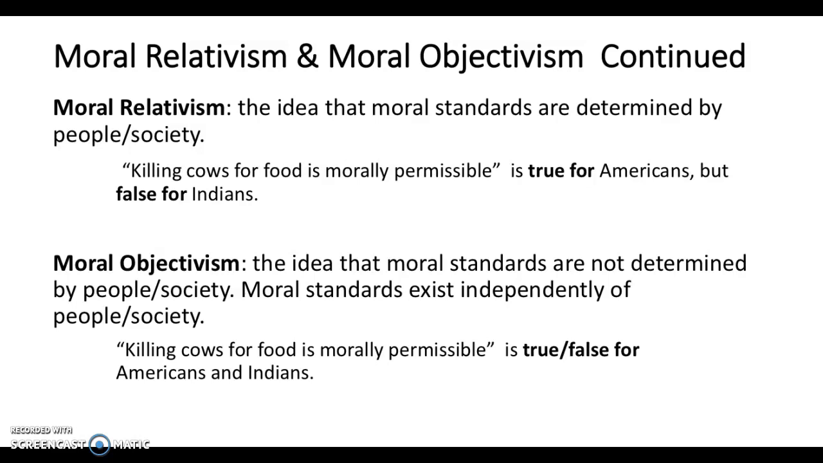So, for example, in America, this statement may be morally true, but in certain parts of India, for instance, it may be false. On the other hand, we have moral objectivism, the idea that moral standards are not determined by people or society, but instead exist or are true independent of what people or society have to say. So the statement killing cows for food is morally permissible is going to be true or false for everyone, not because of what peoples in various societies deem to be true or false, but for some other reason. Now, we won't go into what those other reasons are, but what makes it objective is that whether a moral statement or belief is true or false is determined by factors independent of people or society.